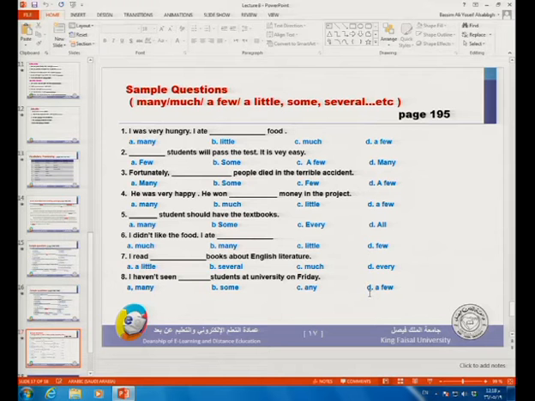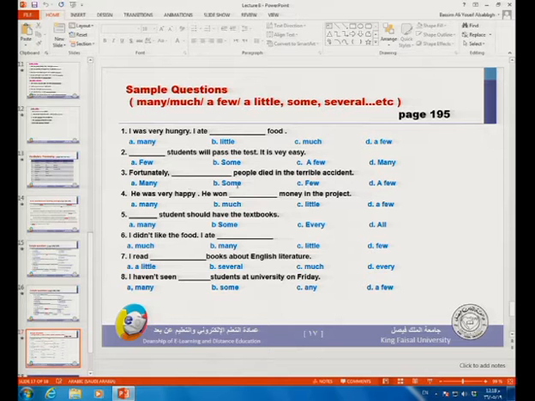Yes, countable nouns are nouns that we can count. We have 1, 2, 3, singular and plural. Uncountable nouns are those nouns that we do not count. We can't say that this is plural and this is singular, right? So now food is an uncountable noun. So I was very hungry. I ate much food actually, because I was very hungry. Then very hungry means I ate much food.